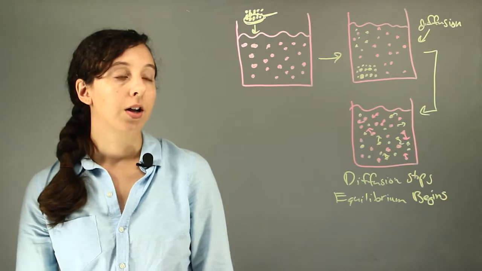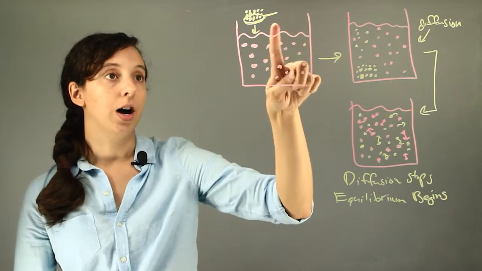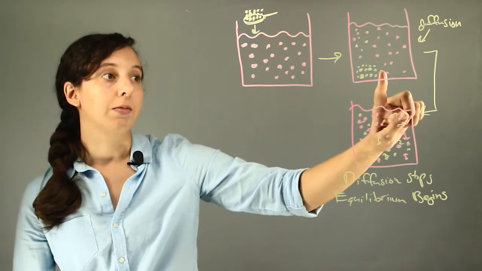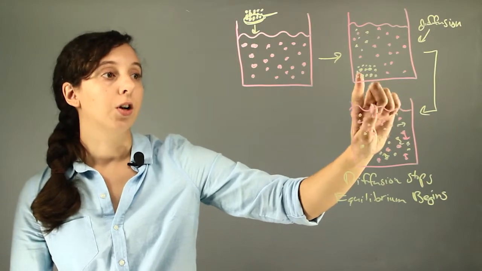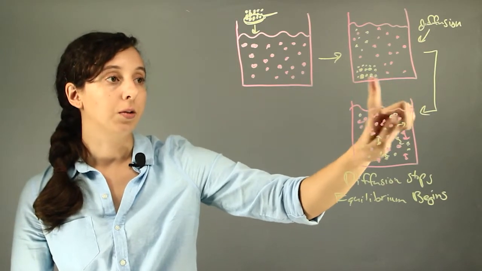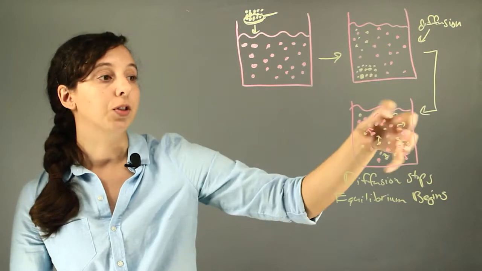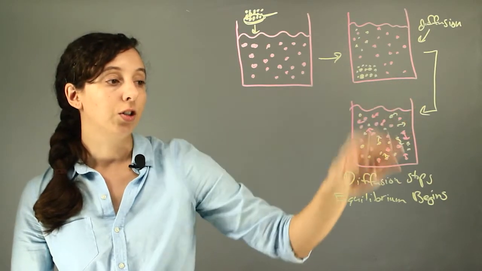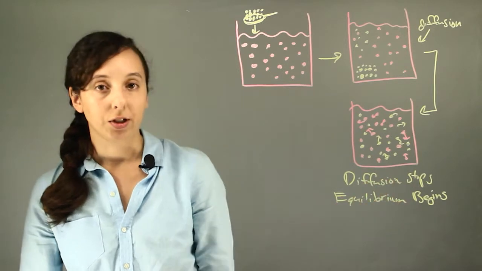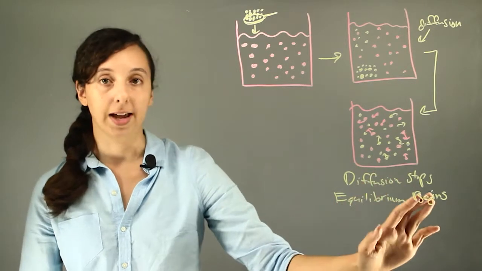And so remember, at first we had our two different substances, and then we had the part where there was not any equilibrium because we still had this concentrated area of sugar. And once it's completely even and spread out, diffusion stops. But another way of just saying that is to say that equilibrium begins.